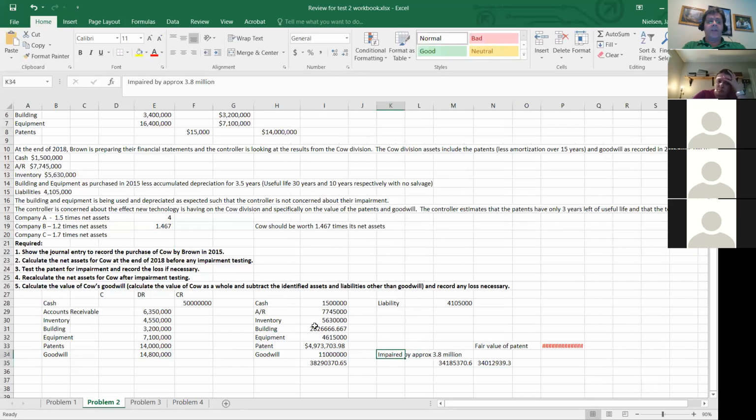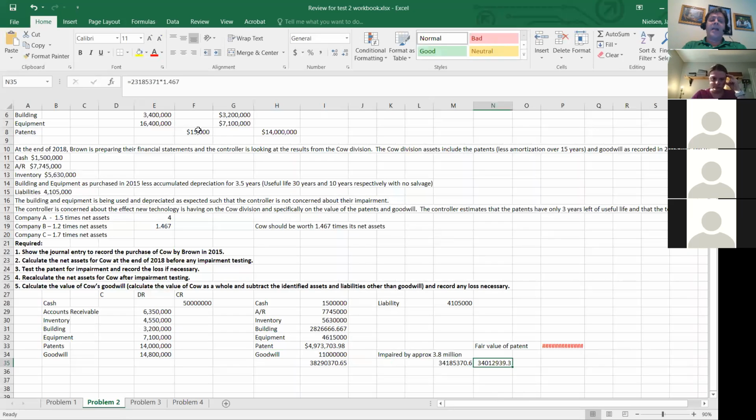More so than this whole idea of times net assets, what I wanted you to see from that is two different impairments. First of all, the patent. That should be a review of how we did impairments on those assets with future cash flows, but also how you would look at what goodwill is. Literally, this number here is what someone would pay for Cow right now. So they would pay about $11 million for goodwill if all the other assets are this value.